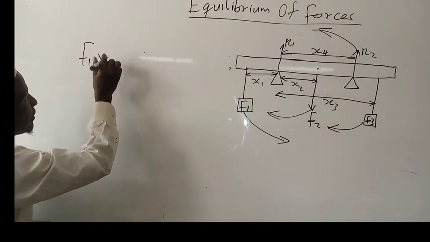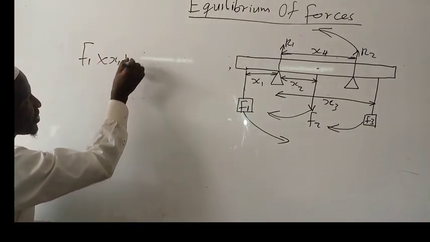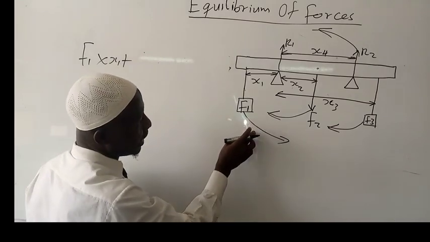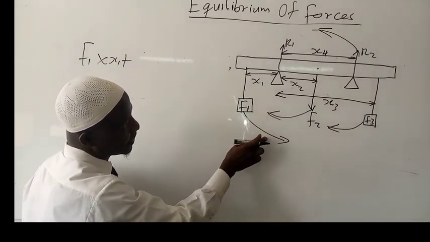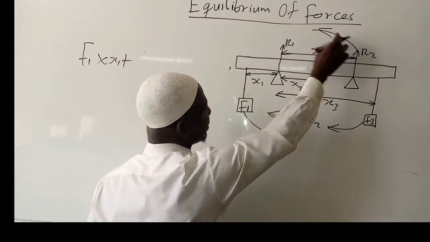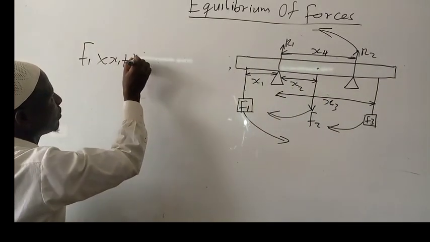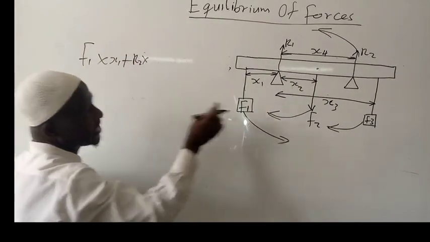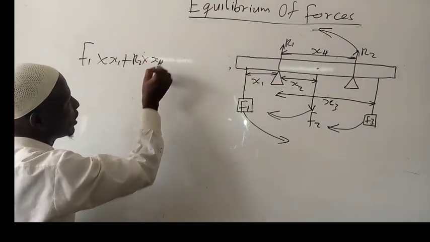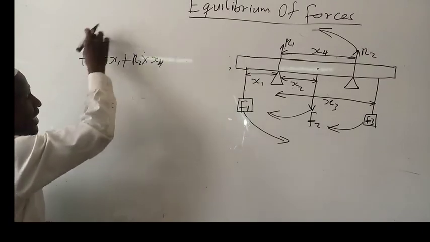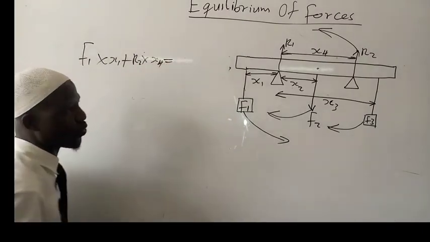that is x1, plus, this one is anti-clockwise. The second anti-clockwise is this. That is R2 multiplied by the distance of R2, that is x4. So this anti-clockwise moment must be equal to clockwise.